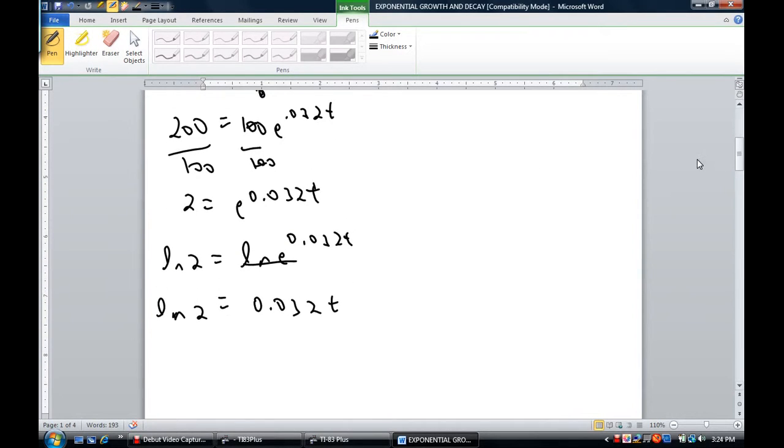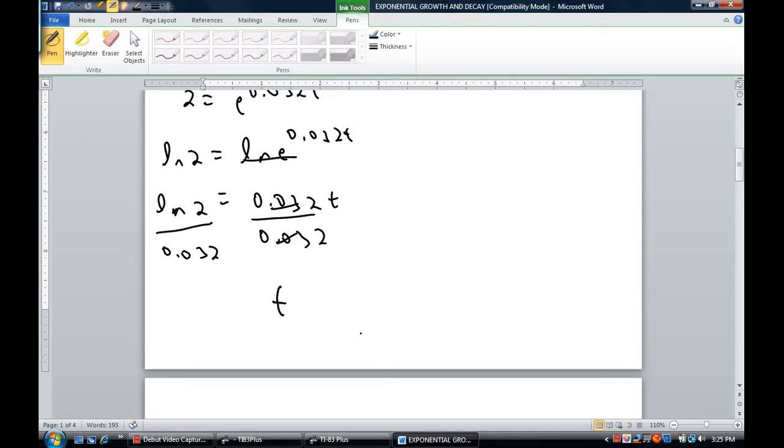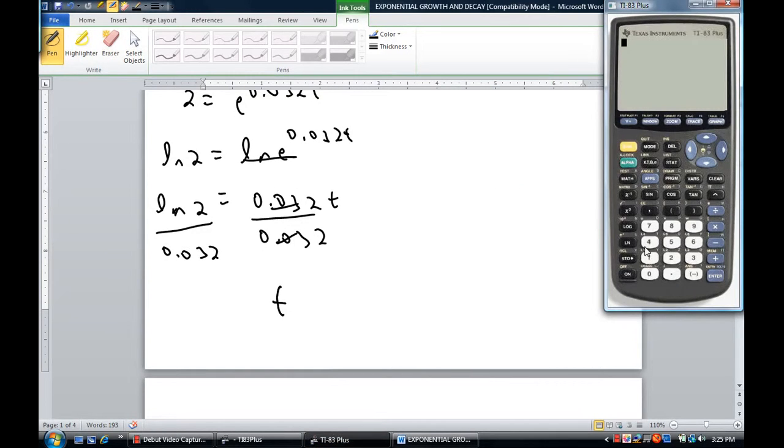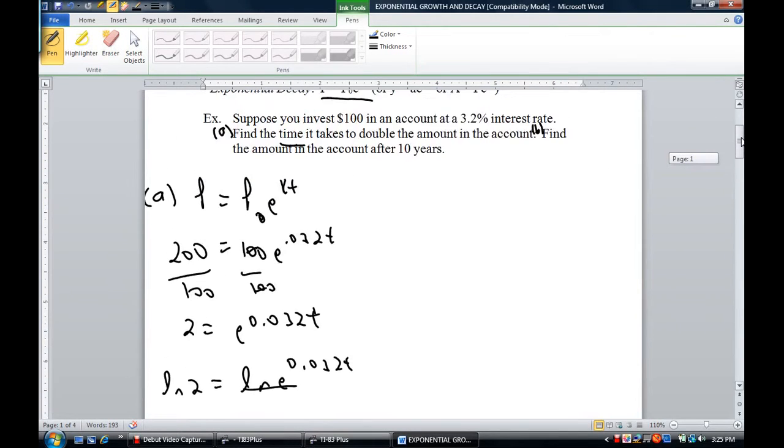So let's go ahead and finish this problem. So just divide both sides by 0.032. And since we are dealing with time, I'm going to go ahead and find the answer with the calculator. Approximate it. Natural log of 2 divided by 0.032. Remember, make sure you close the parentheses. And we get about 21.66 years. That's for it to double.